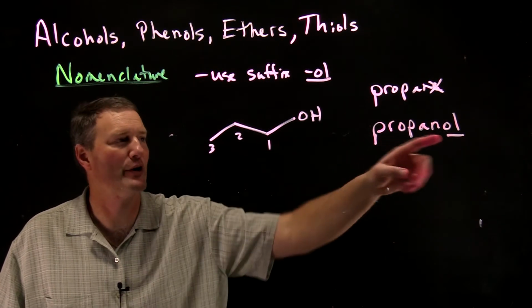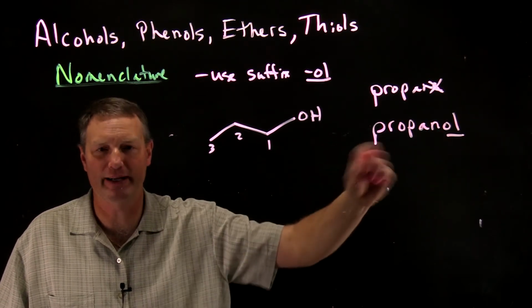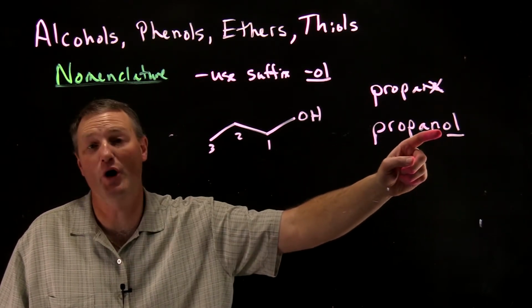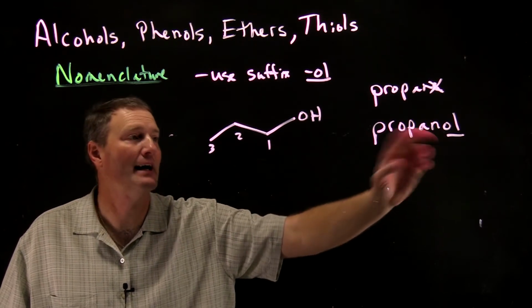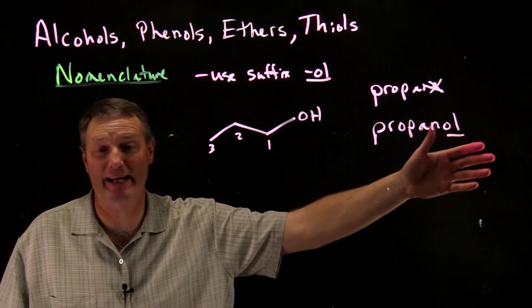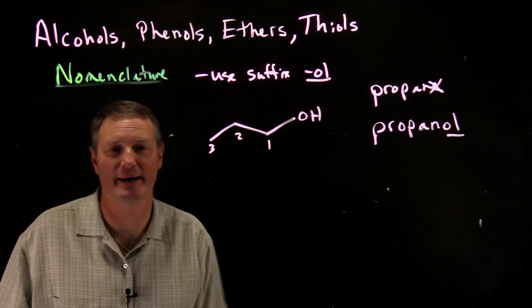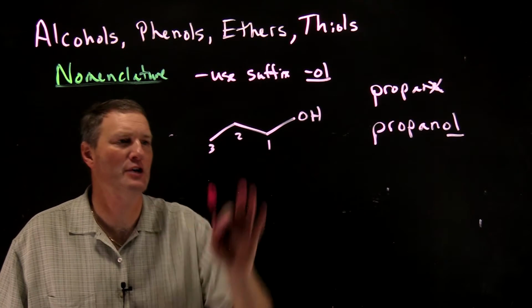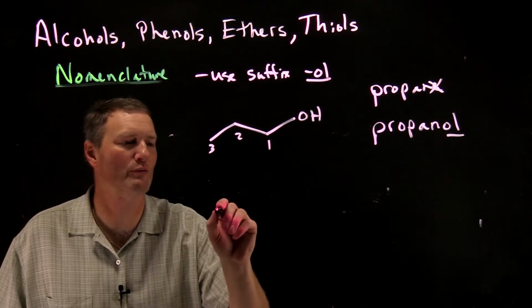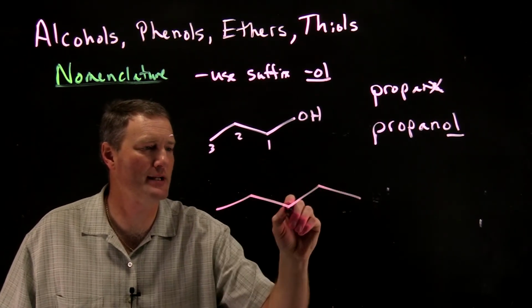Be careful when you're having to write this out, especially if you write in cursive. Make sure this is an O, not an A. Propanal is actually a compound, but it's not an alcohol, it's an aldehyde. So make sure that your O is a nice round O when you're writing these out. So that's a real simple alcohol. Let's take a look at one that has maybe some branches on it.